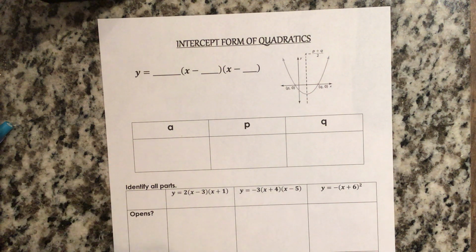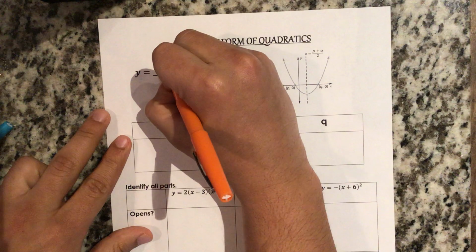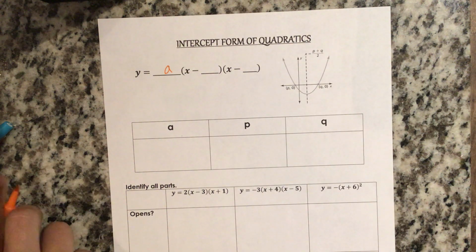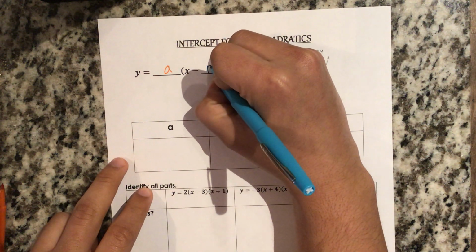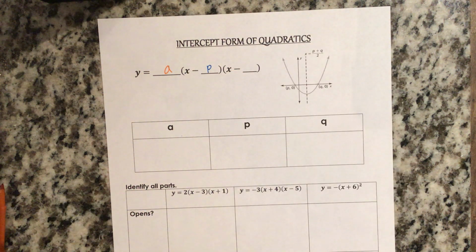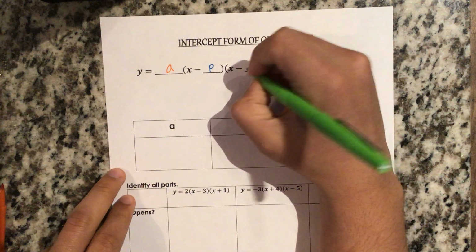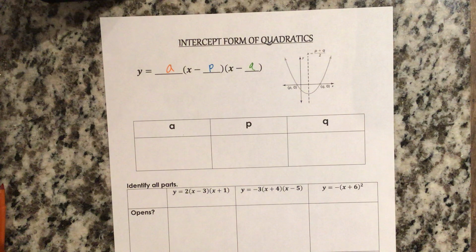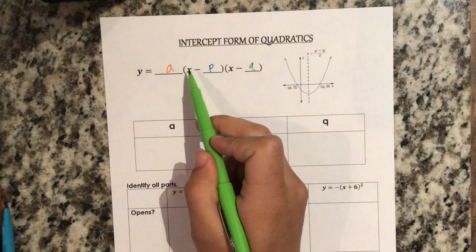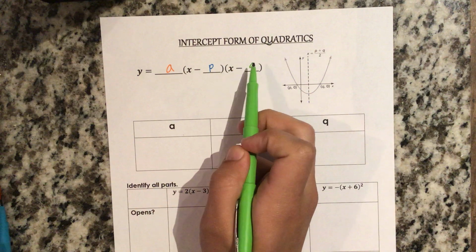So the general equation is y equals a, right? A is still in front, just like last week. So a parentheses x minus p, close parentheses, parentheses x minus q. It's a weird looking q, but it's all right. So I have y equals a(x minus p)(x minus q).